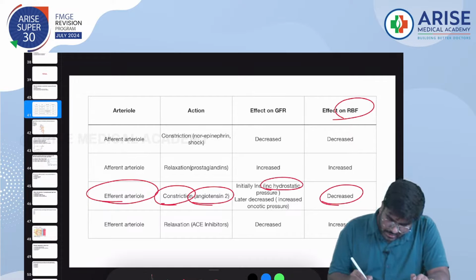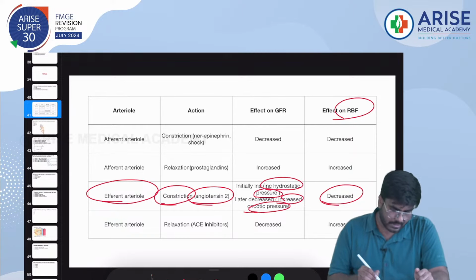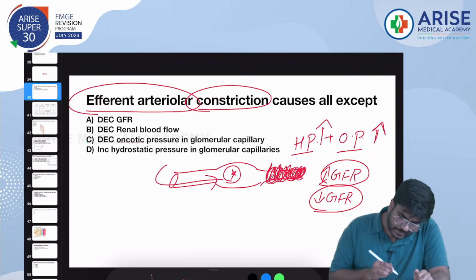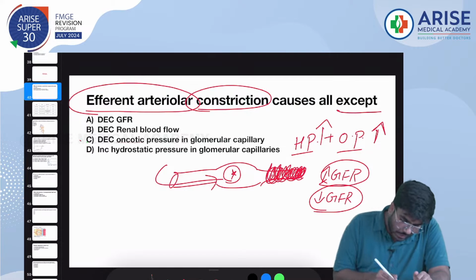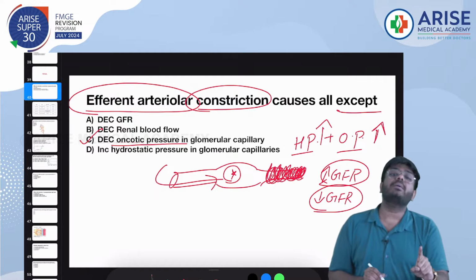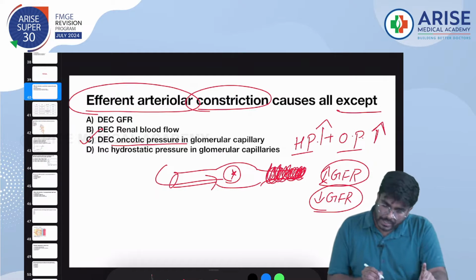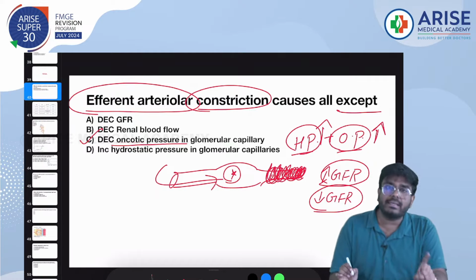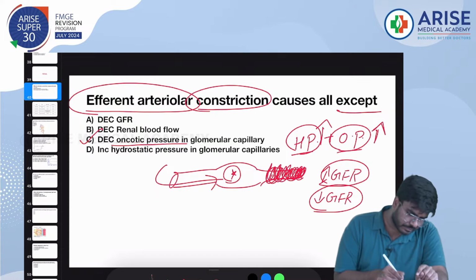What is happening to hydrostatic pressure? Increases. What will happen to oncotic pressure? Decreases. Sorry, increases. So what is the answer here? Except, right? Decrease in oncotic pressure. No, oncotic pressure will increase. Hydrostatic pressure will increase. So both hydrostatic pressure and oncotic pressure will increase, not decrease.